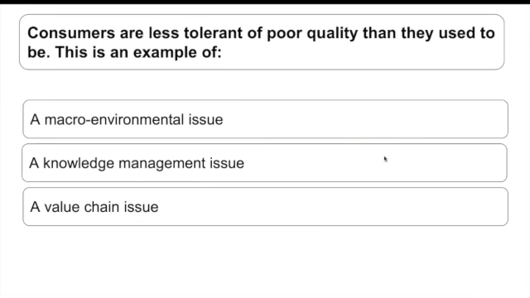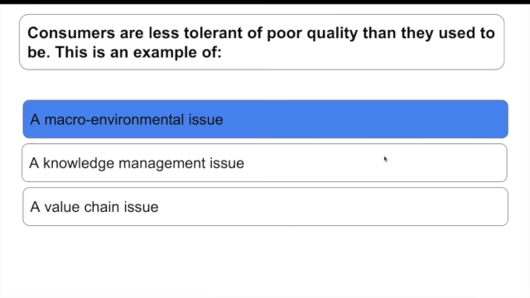Consumers are less tolerant of poor quality than they used to be. This is an example of A, macro environmental issue, B, a knowledge management issue, C, the value chain issue. The correct answer is macro environmental issue.